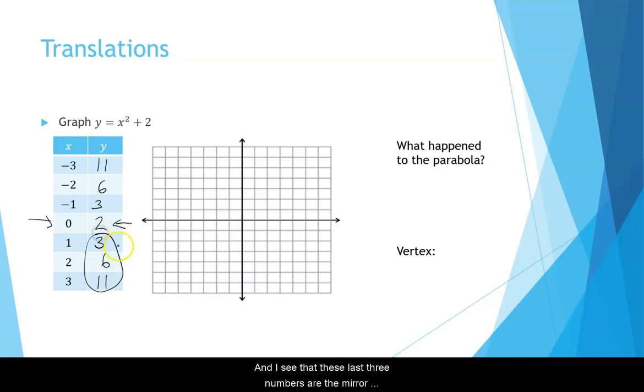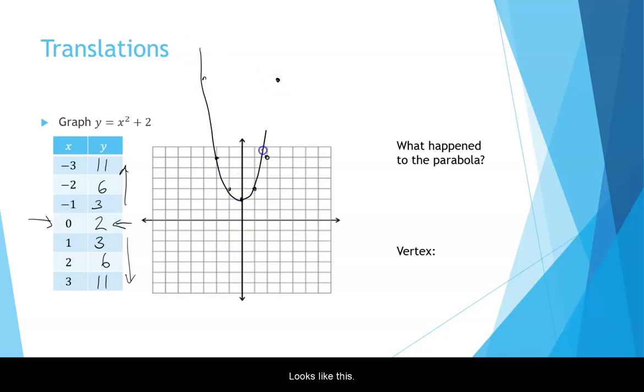And I see that these last 3 numbers are the mirror image of the first 3 numbers. That tells me that this point 0, 2 is my vertex. So I go left to right 0, up 2. And then since these are mirror images of one another, I can graph just one arm of that parabola, and then the other one will just be a mirror image of that. So 1, 3, 2, 6, and 3, 11 would be off our graph. It would be something like up there. So our parabola looks like this.